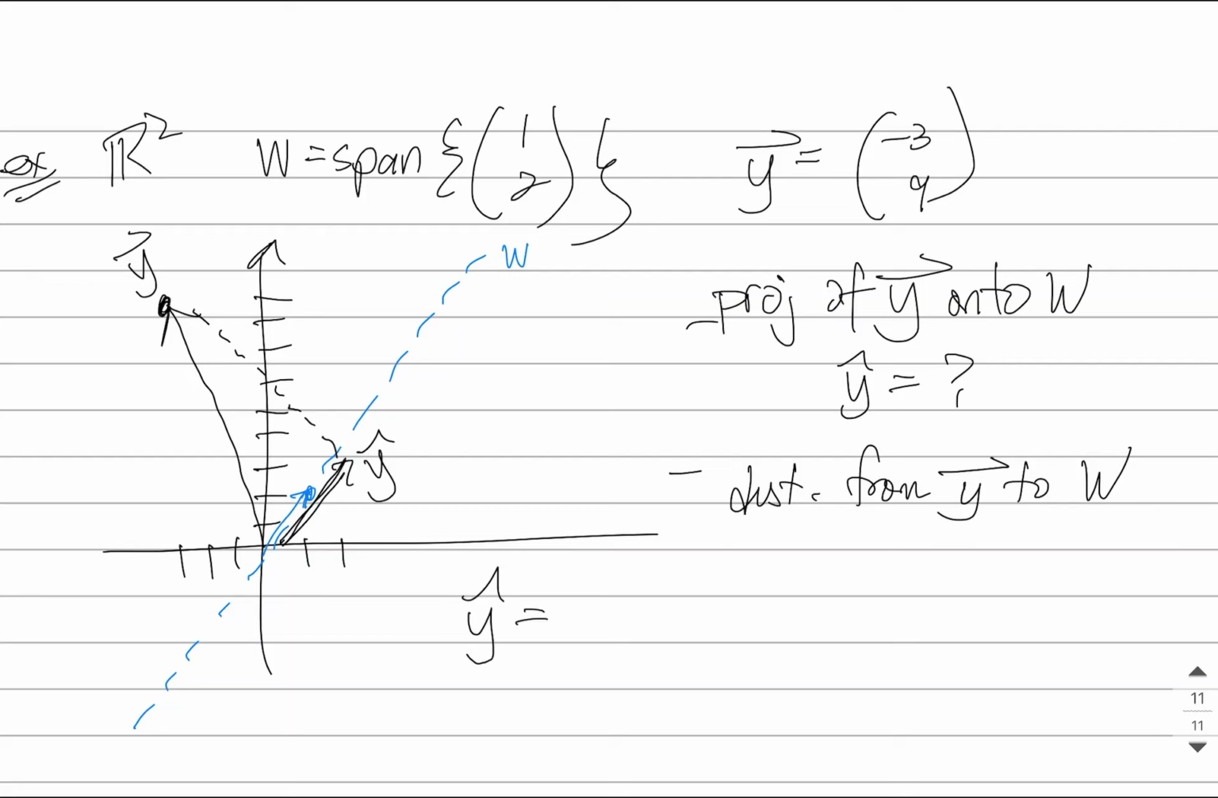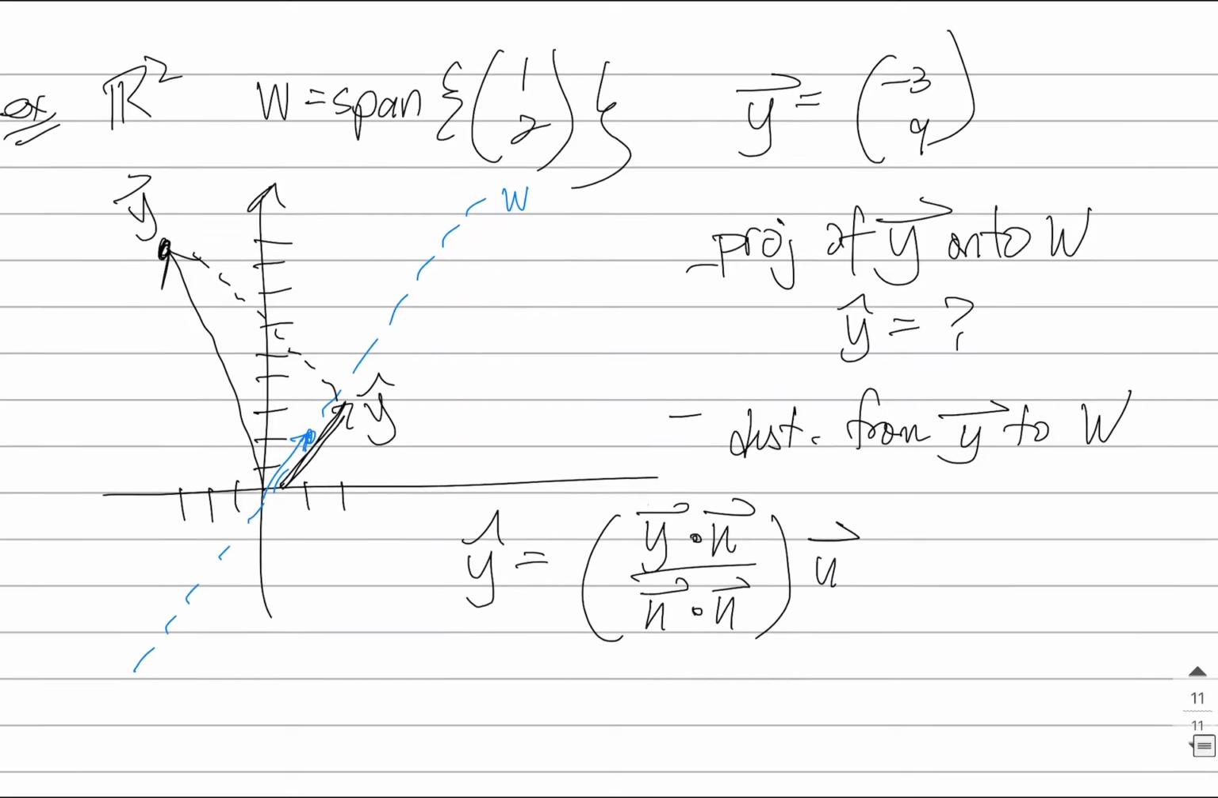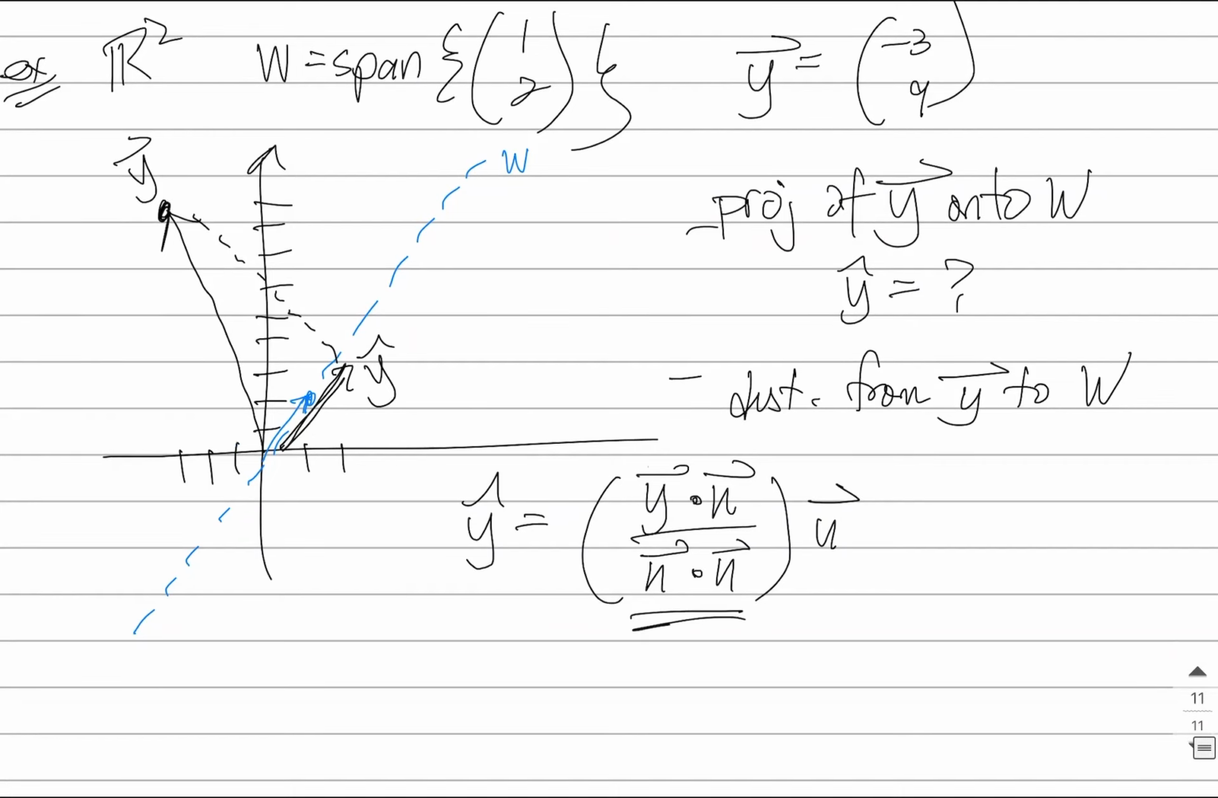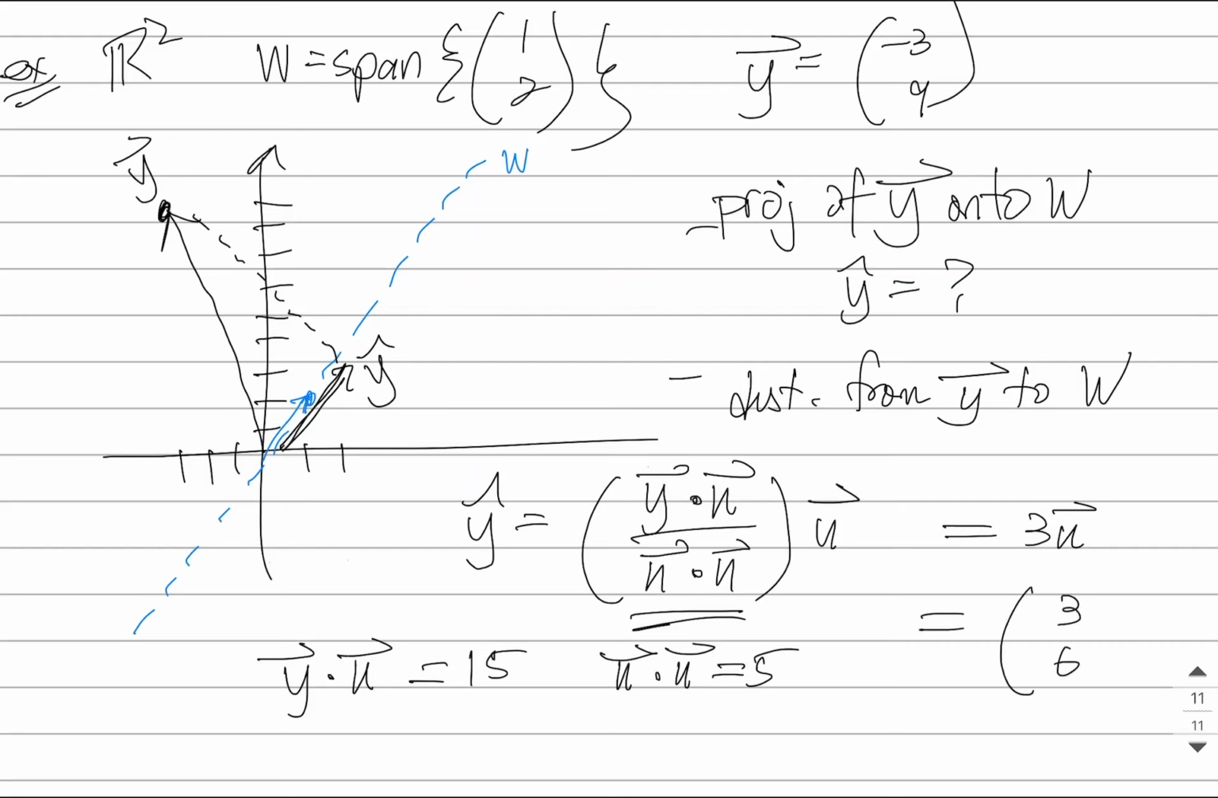Okay, so we know that Y hat is represented by this Fourier coefficient representation, right? You have the basis vector for the line. It's U. All you need to do is compute this weight. Y dotted with U is going to end up being 15. U dotted with U is going to end up being 5. So this coefficient is going to end up giving me a 3U. So the vector in the line that is closest to my vector is this vector 3, 6.